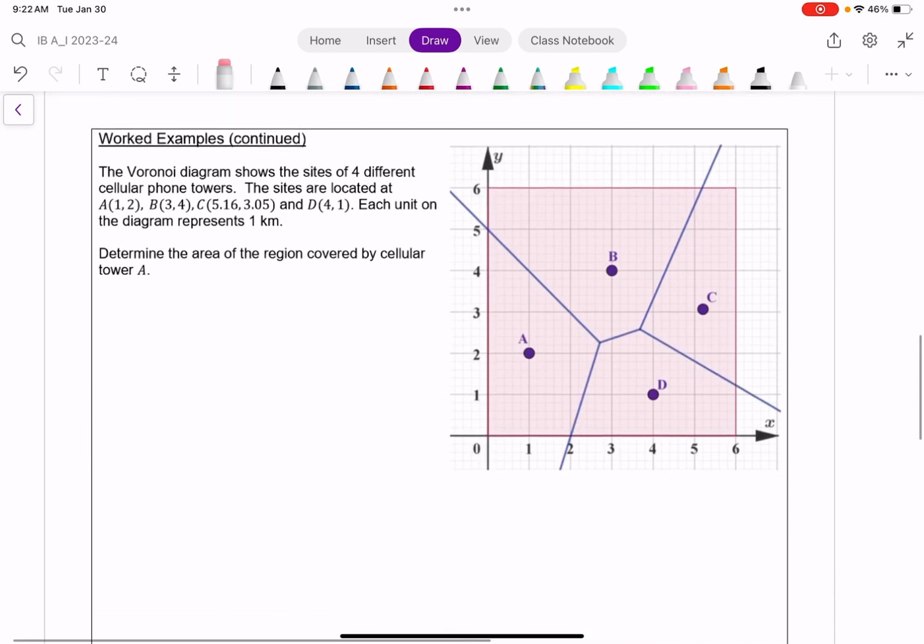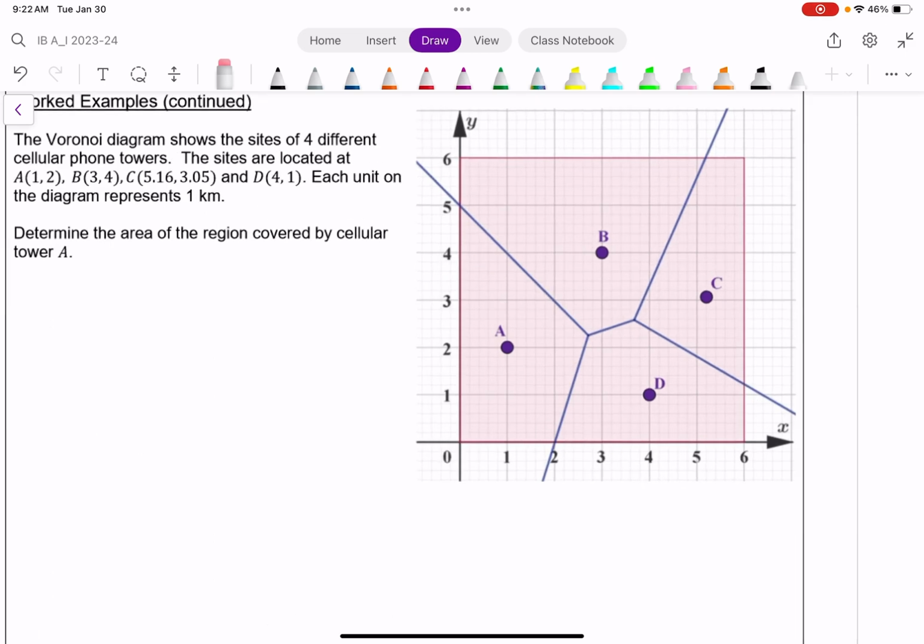All right, so on the back side, I have one question with a few parts to it. In this case, A, B, C, and D represent cell phone towers, and the coordinates of all 4 points you can see are there. As well, that shaded region shows the coverage of these cell phone towers, and each unit represents 1 kilometer. So I first want to find the area of the region covered by cellular tower A, which is this region here.